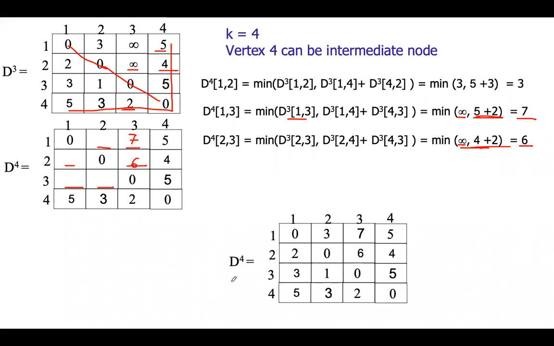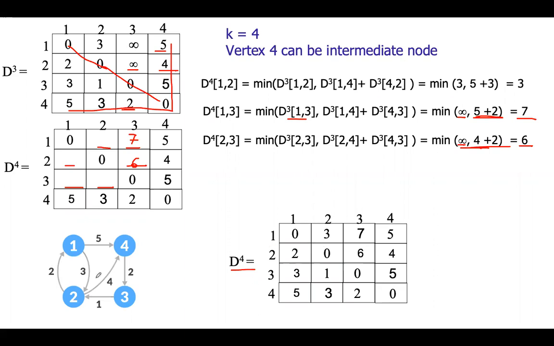So this is the final output matrix. Now you can see the entire matrix is filled. That is, you can reach all the nodes from each other with the minimum distance. So let's compare in the graph.